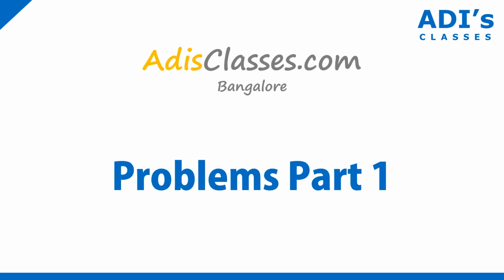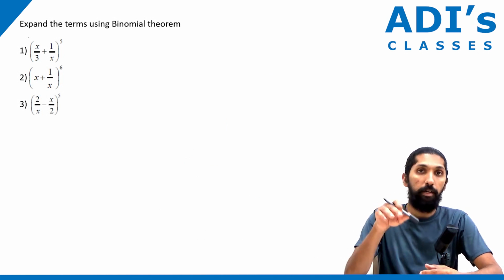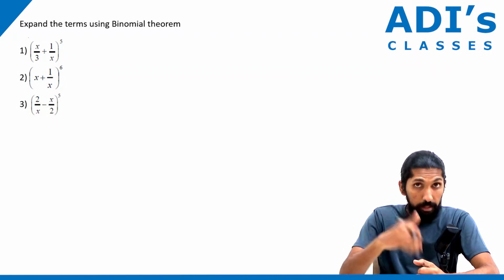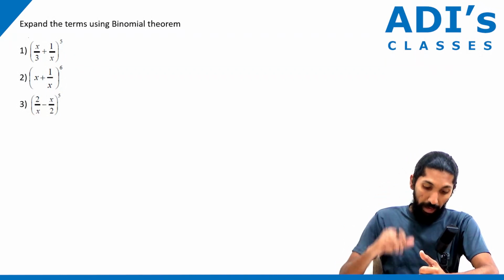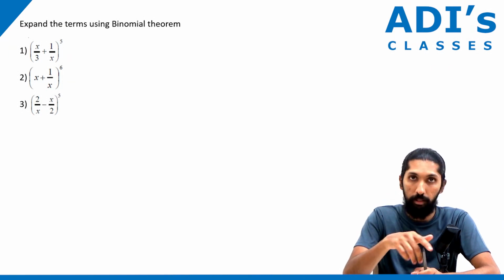Let's start a few problems based on binomial theorem. Now look at the first type of questions. Remember I told you there are certain types of questions that you have to understand. This is the first type of question: expand the terms using binomial theorem. You just have to expand, nothing more, nothing else.